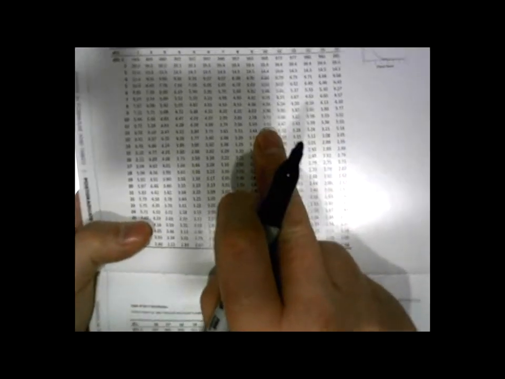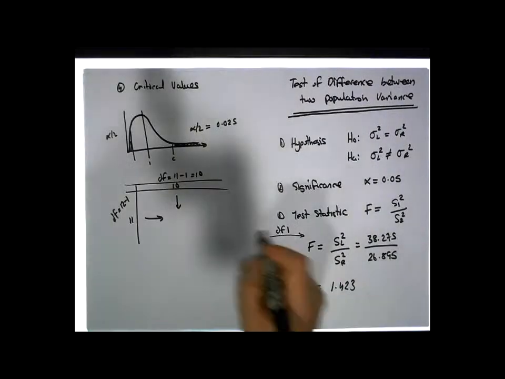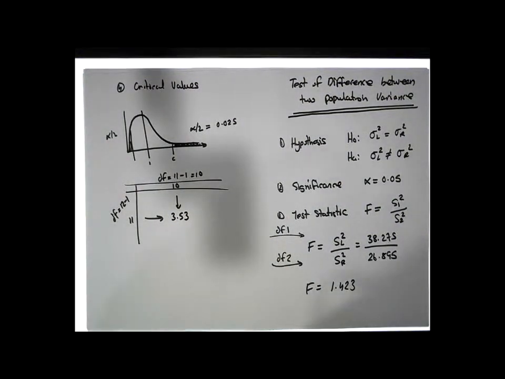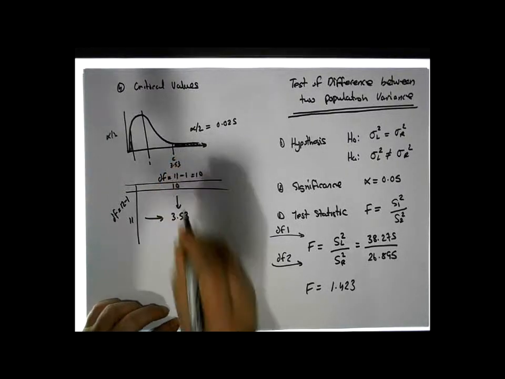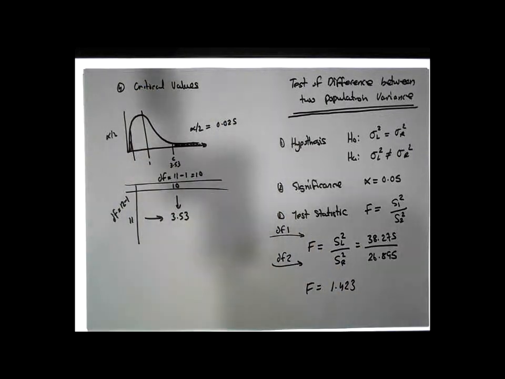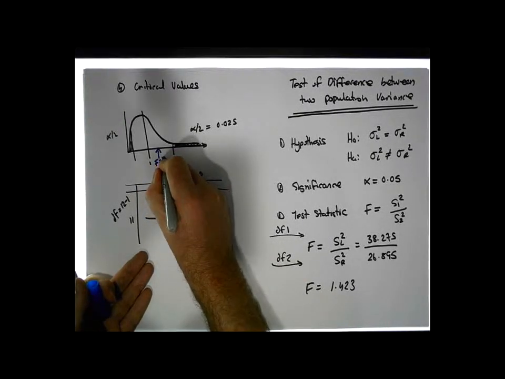3.53. Probably can't really see that there. It's not really in focus. It's 3.53. Effectively, what we're saying is that this critical value here is 3.53 units. That's where that's positioned, away from 1. But effectively, our test statistic is 1 point. There's our F value here. That's our F is equal to 1.423.